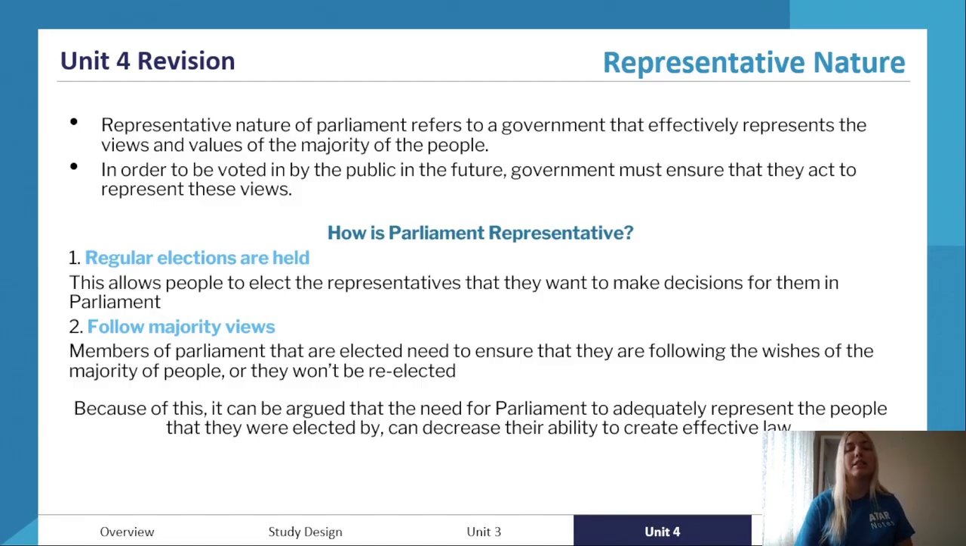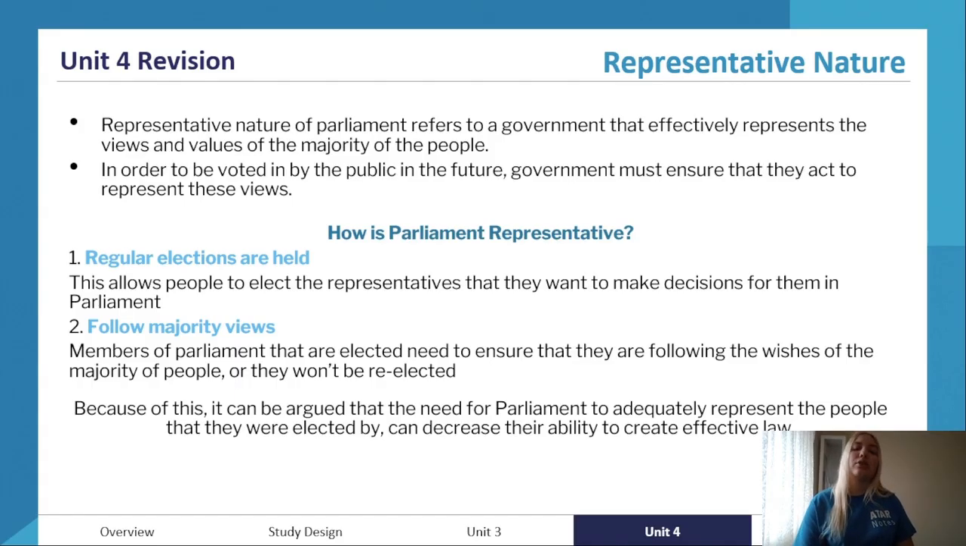Representative nature of Parliament refers to the idea that government represents the views and values of the majority of the people. We have a democratic structure, a constitutional monarchy, but it is a democratic parliament. So, in order to be voted for by the public in the future and not have to fear not being elected again, government has to ensure they act to represent the views of the majority. So how Parliament is representative, you need to know this criteria.